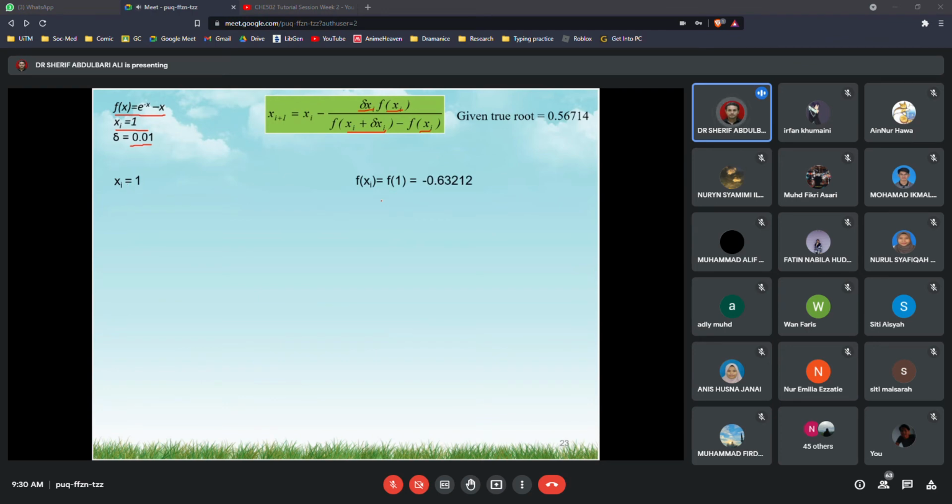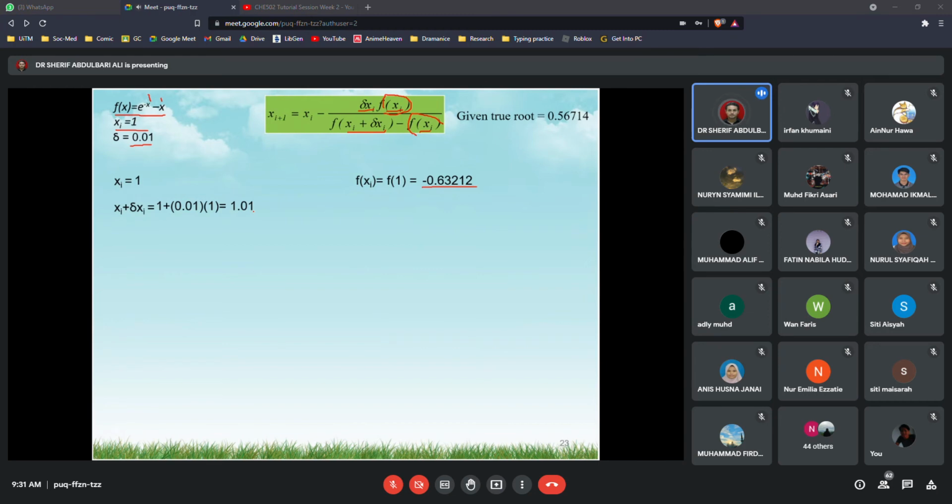So the function for the initial values, which is the function of x here, is equal to the function of 1. So I put 1 here and 1 here. So the answer is equal to negative 0.63. The next value I need to find is x plus the constant number times x. So x is equal to 1. So 1 plus the constant number 0.01 times x, which is 1. So the answer is 1.01.